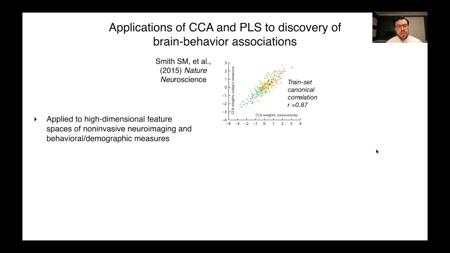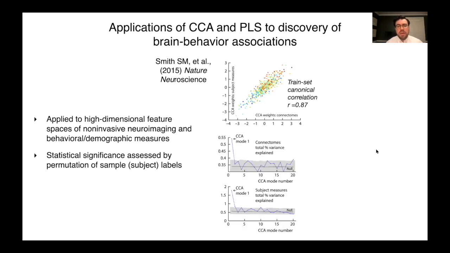And so typically the way that one assesses results and the statistical significance of a CCA analysis is by permutation of the sample labels. In this case, the subject IDs between neural and behavioral feature spaces. Rerunning CCA, you therefore get a null distribution, and you can see how many of your CCA modes, for example, live beyond this null distribution. So in the case of Smith et al., they found 1.